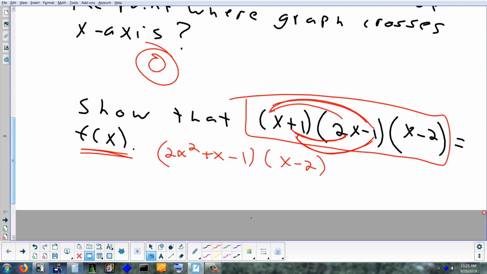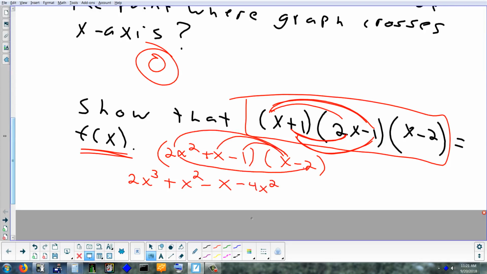Now I'm going to do it one more time and see what I get. So x times 2x squared is 2x cubed. X times x. What's x times x? X squared. Very good. And then x times negative 1 is negative x. And now do the negative 2. Negative 2 times 2x squared is negative 4x squared. Negative 2 times x is negative 2x. And negative 2 times negative 1 is positive 2.